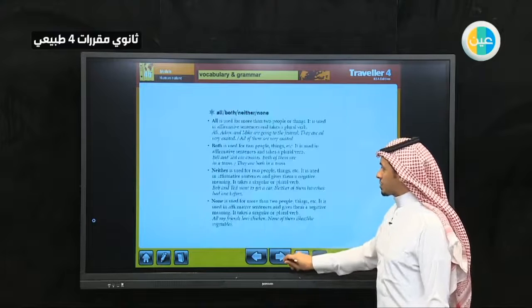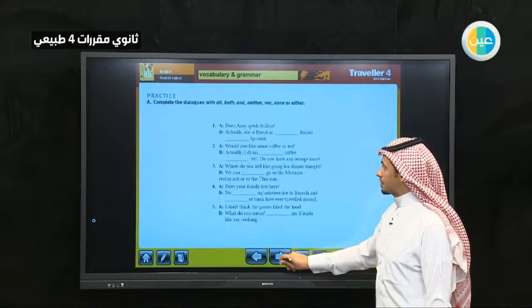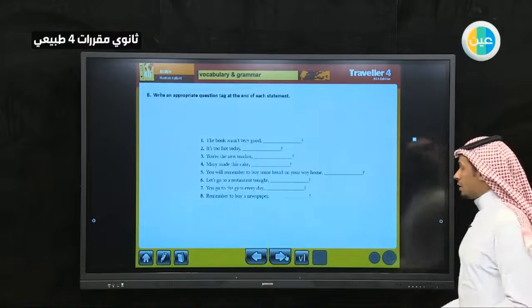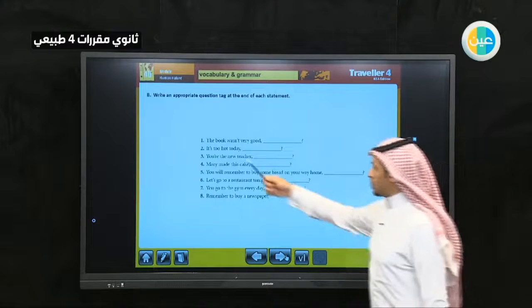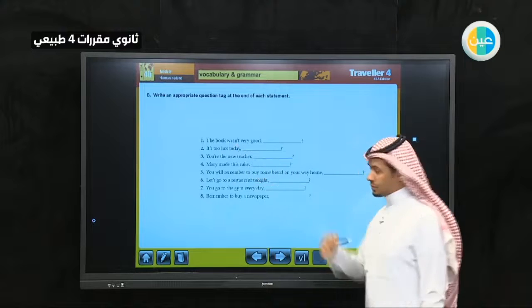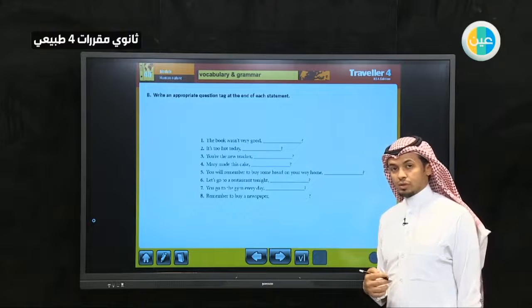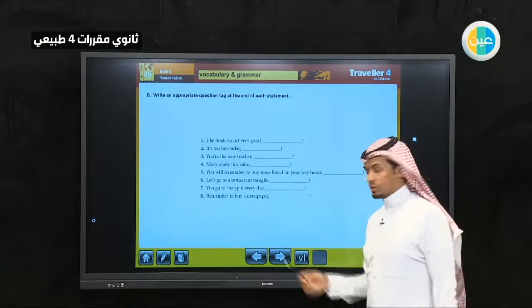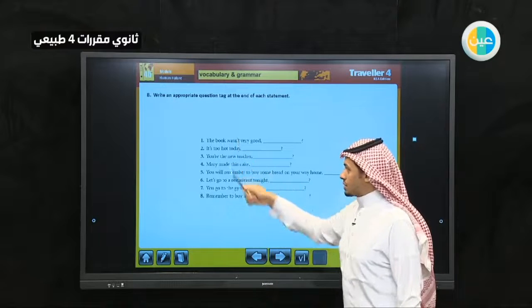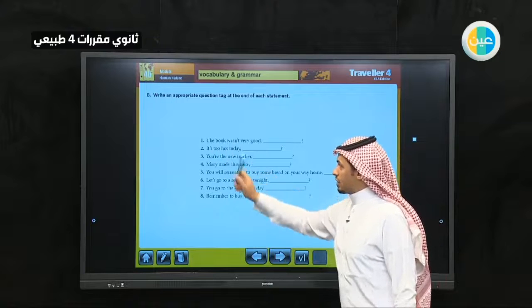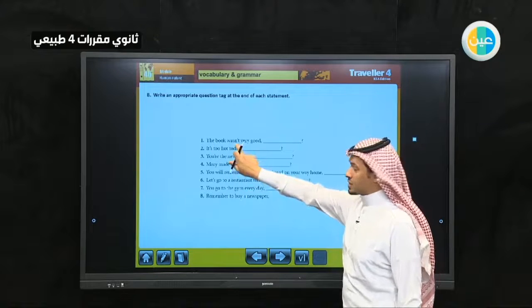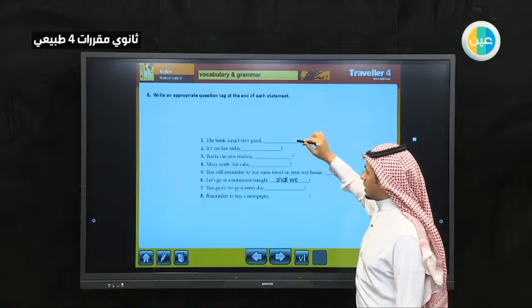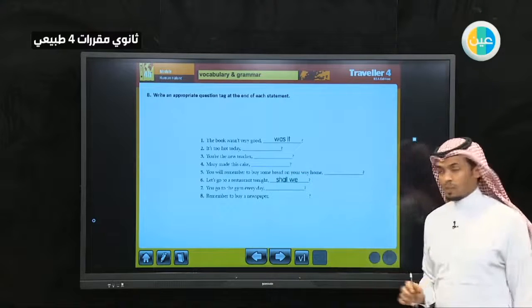Let's see the exercise we have here. The book was not very good. So what do you think? What is the auxiliary verb here? We have was, and we have the book. If this is negative, it should be affirmative here. So I say, was it?